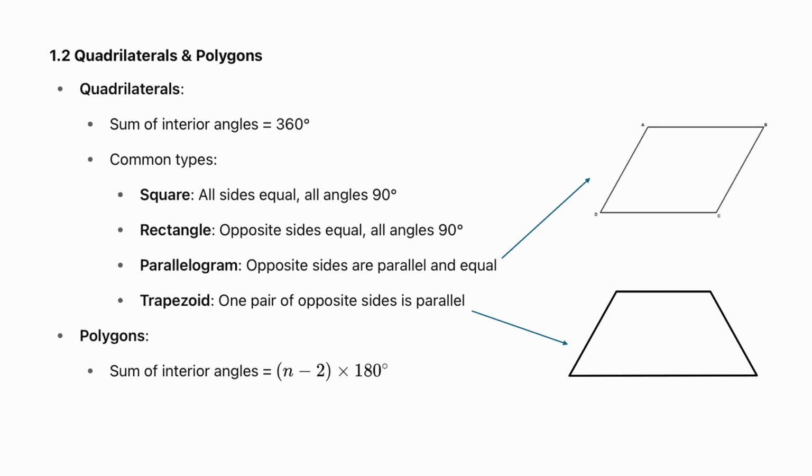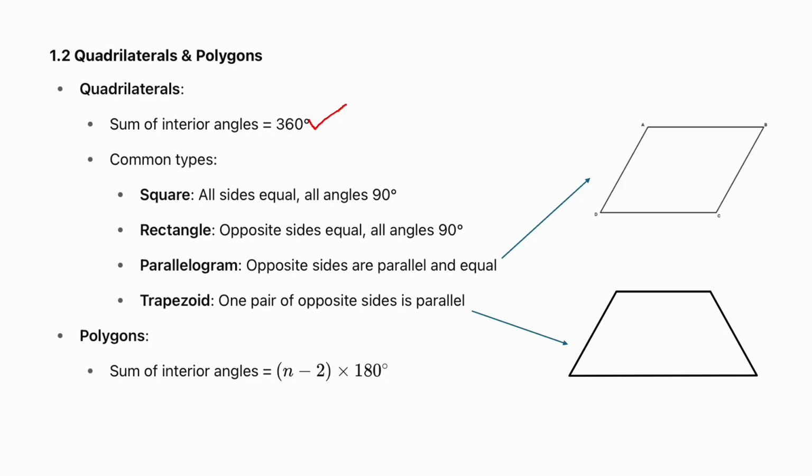Let us now look at quadrilaterals and polygons. First, remember any quadrilateral, meaning any four-sided figure, has a total interior angle sum of 360 degrees. So this will be true for any kind of quadrilateral. Now, let us go through the most common types.